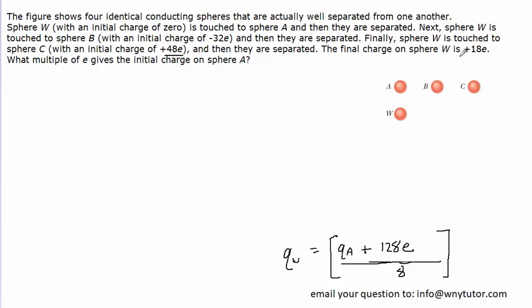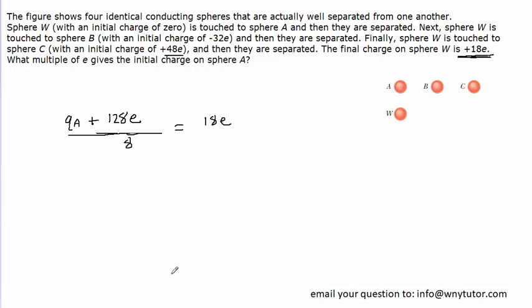Now the question notes that the final charge on sphere W is plus 18e. So that means we can take this expression for the charge on sphere W and set it equal to plus 18e. And now our goal is to solve for QA. And one way to do that would be to put a 1 underneath the 18e, and then since we have a fraction on the left side of an equation and a fraction on the right side of the equation, we can cross multiply. So we'll multiply those two values.